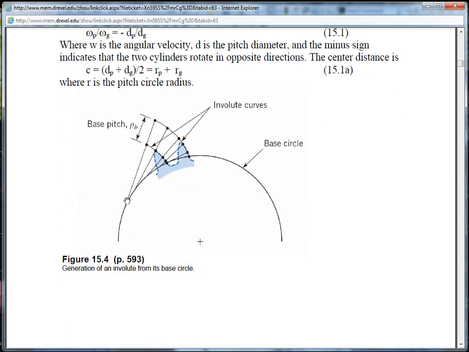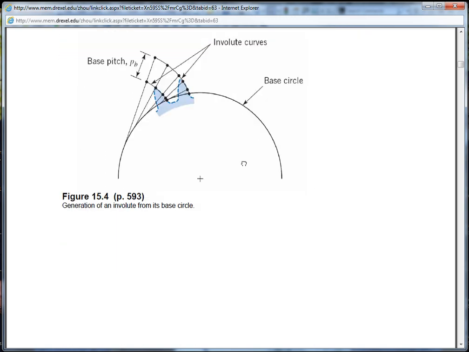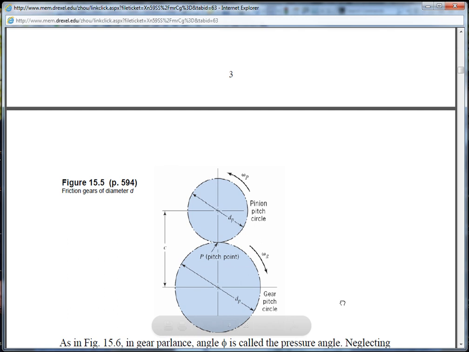And the involute curve, of course, is just the curve you get if we had a pencil tied on a string and wrapped around a base circle here, and then moved that away, keeping the string taut, then we would get an involute curve. Okay.